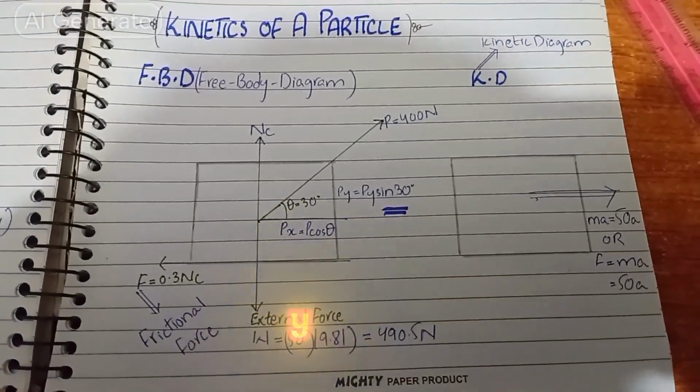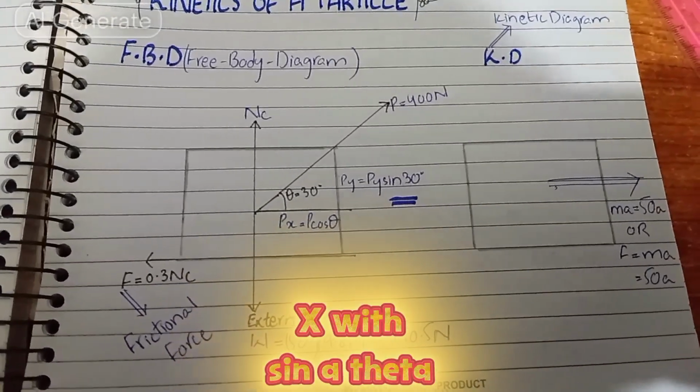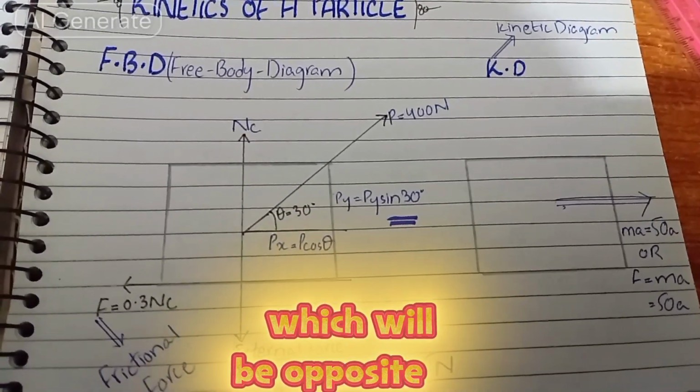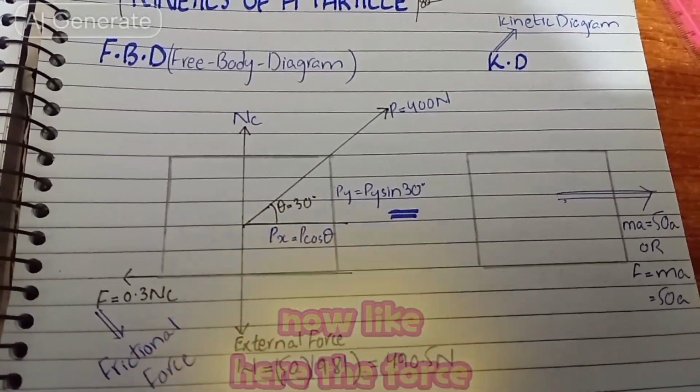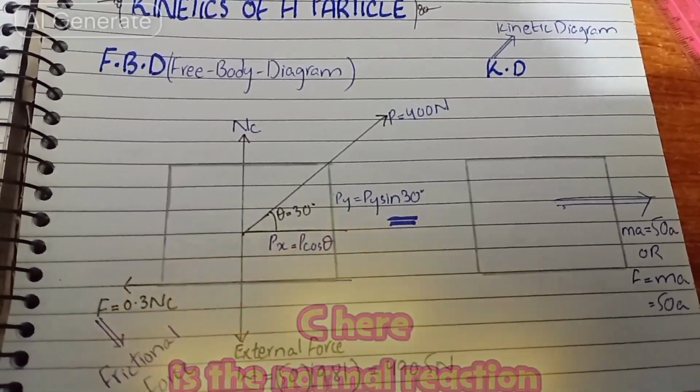Then the force was broken into x and y components, and this was broken into P cos theta and P sin theta, and along with this we have also shown the force of friction, which will be opposite to the motion. Now, like here, the force of friction is 0.3 N, and the N here is the normal reaction force.